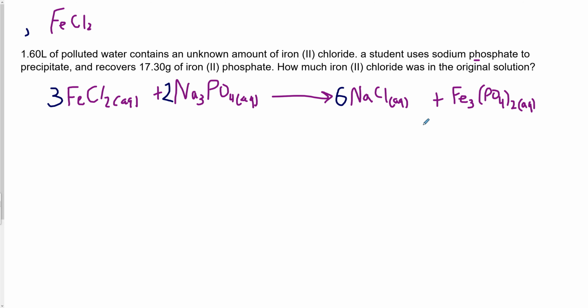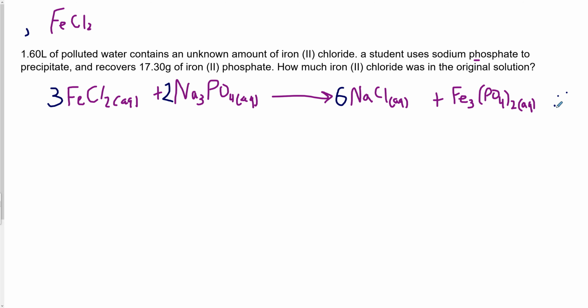Now we just make sure everything else is balanced. I have 3 Fe's, and I have 3 Fe's that are all locked up inside of this iron 2 phosphate. I have 2 PO4s here because PO4 in brackets with a little 2 means 2 PO4s. And I have 2 out front times 1 PO4, so that's 2 PO4s. So this is my balanced chemical reaction.